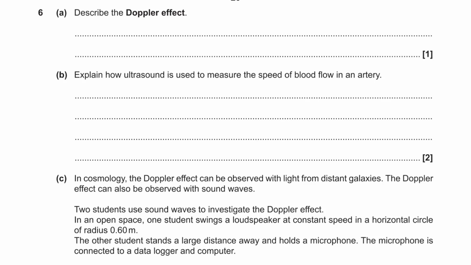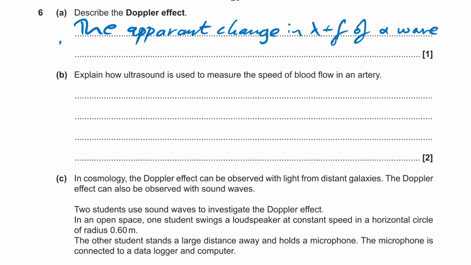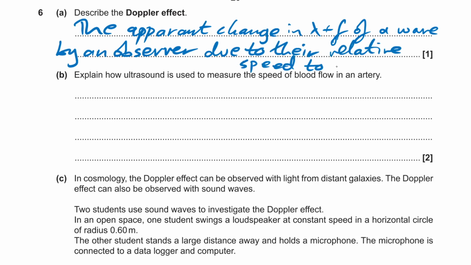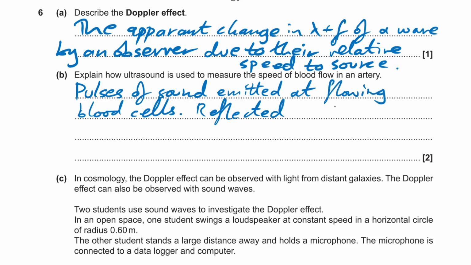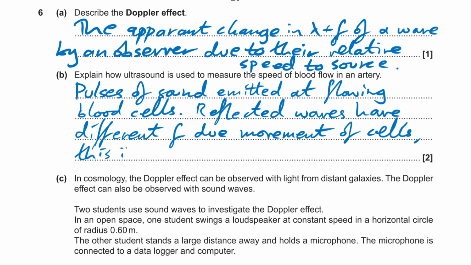Describe the Doppler effect. To quote Sheldon off The Big Bang Theory, not that I watch that show, it's terrible. The apparent change in wavelength and frequency of a wave, detected by an observer, due to the relative speed of the source. So how do we use the Doppler effect to find the speed of blood flow? Pulses of sound are emitted at flowing blood cells. Reflected waves have a different frequency due to the movement of the cells. This is then measured.